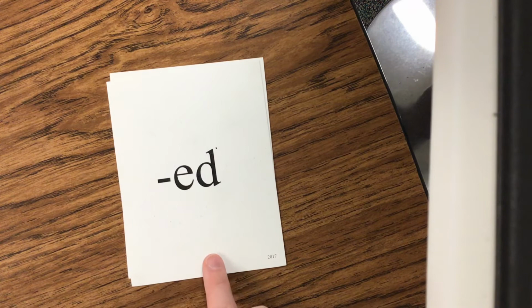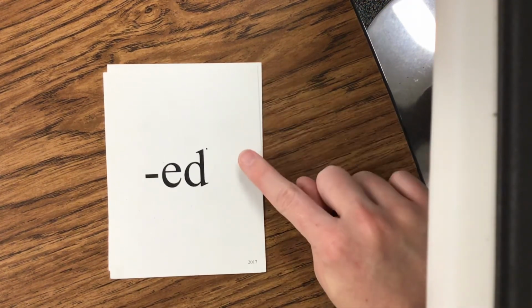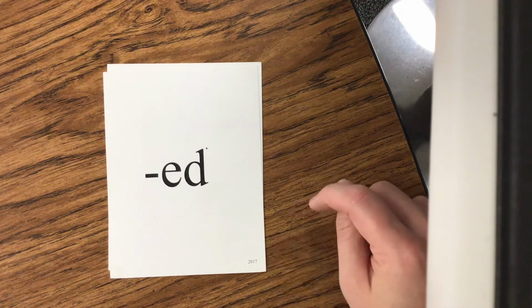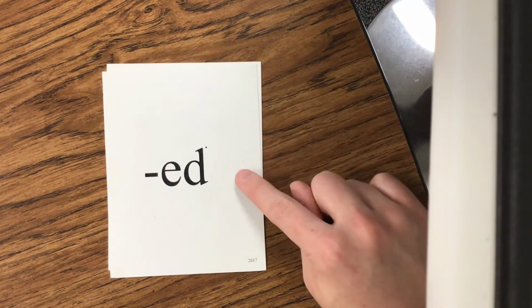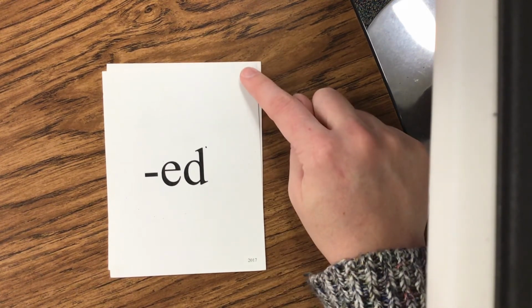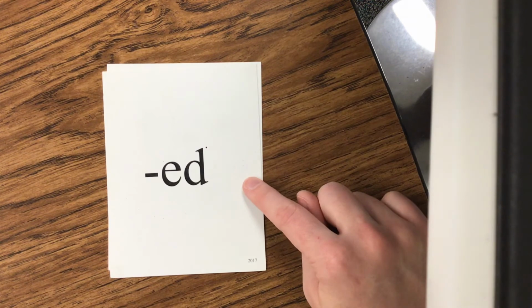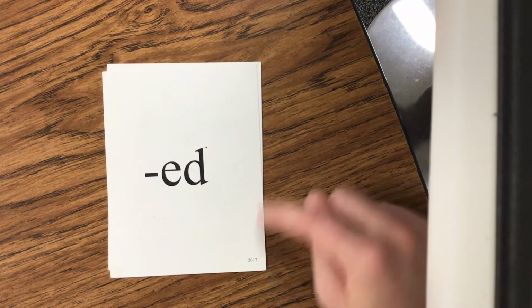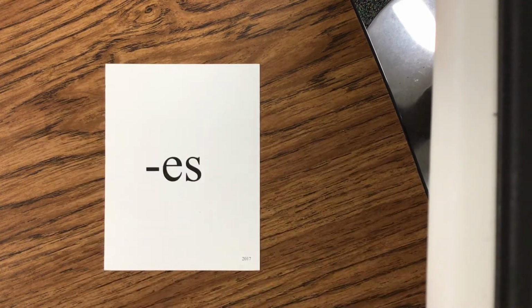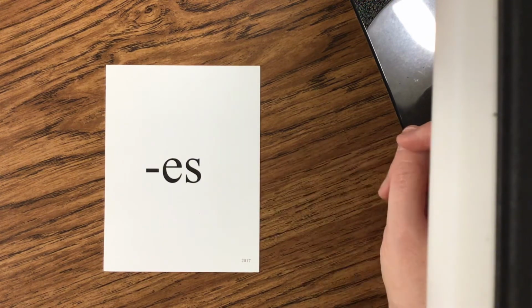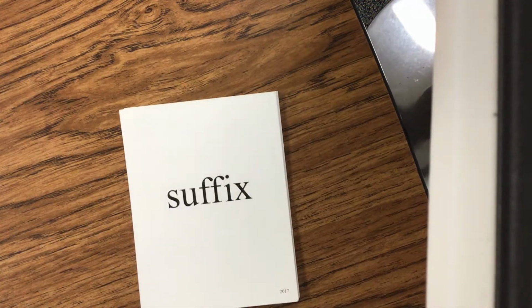This one, ED, has 3 sounds. It can make the Id, D, or T sound. Id, D, or T. I planted some flowers. I watered some flowers. I picked some flowers. Id, D, and T. And the last suffix here is ES. ES says es, like foxes. Okay, more than one fox. All right, so those were our suffixes. Remember, a suffix is a letter or letters at the end of a word that slightly alters the meaning.